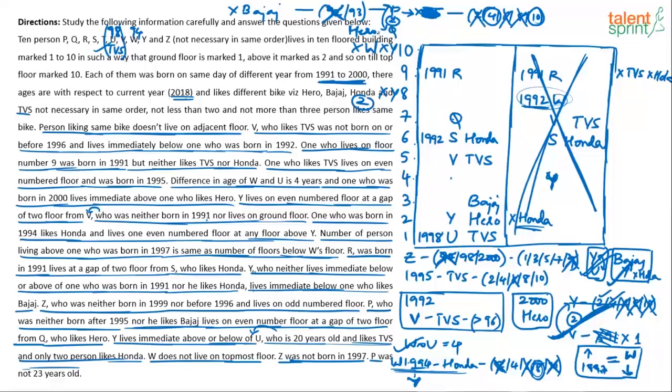Yes or no? And Q likes Hero, we know. You see, Q likes Hero. We had marked this, right? So I can fix Hero here. I'm not sure about P, but Q is fixed. Q is on 7th floor and likes Hero.